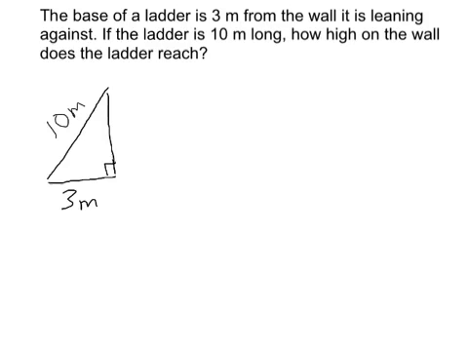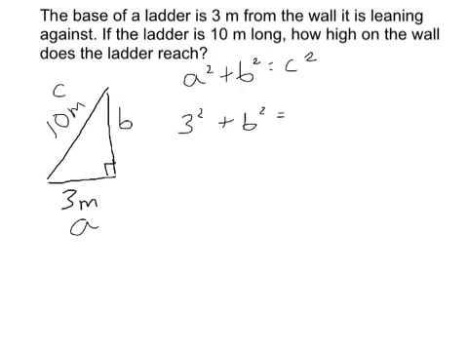Going back to what we talked about last week, the Pythagorean relationship, as you all should know by now, is a squared plus b squared equals c squared. We know our a, we don't know b, and we know our c. So I'm going to go 3 squared plus b squared equals 10 squared.